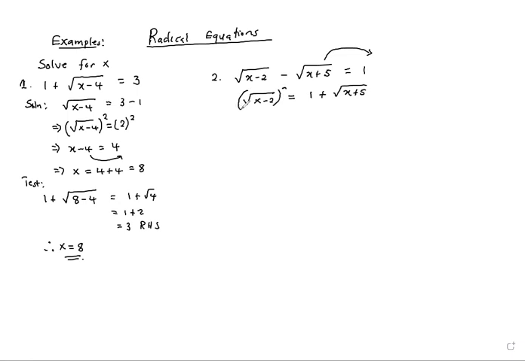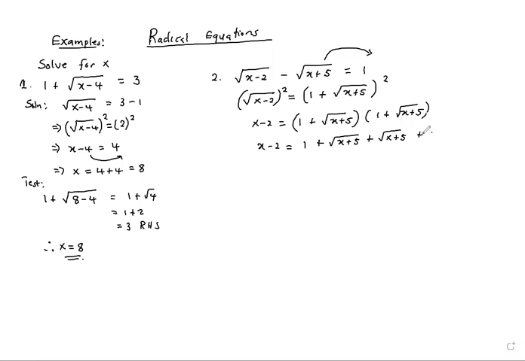Then now that's when you square and square. So on the left, it will be x minus 2. On the right, it will be 1 plus this guy multiplied by itself. So that we still have x minus 2. Then 1 times 1 is 1. Plus 1 times the root of x plus 5. Again, x plus 5. And then plus x plus 5. So I'm sure this x and that x will cancel.